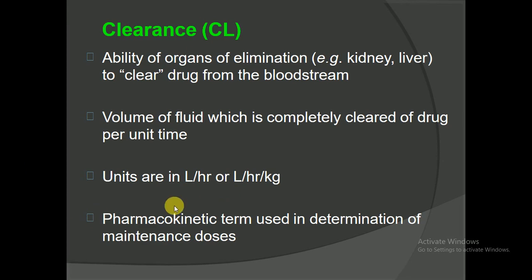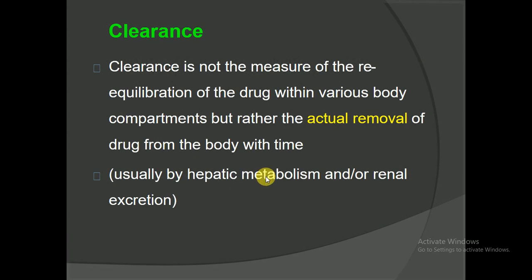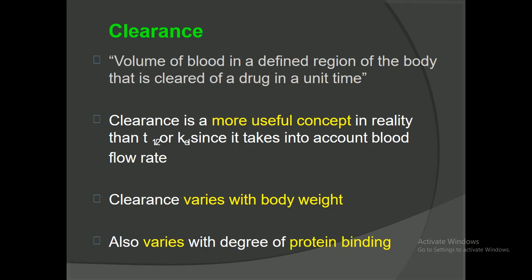It can be represented mathematically. The units are liter per hour, or liter per hour per kg according to the condition. It is a pharmacokinetic term used in the determination of the maintenance dose. Clearance is not the measure of re-equilibrium of the body within various body compartments, but rather the actual removal of the drug from the body with time, usually by hepatic metabolism or renal excretion. So there are different pathways through which the drug can be cleared in a particular period of time.